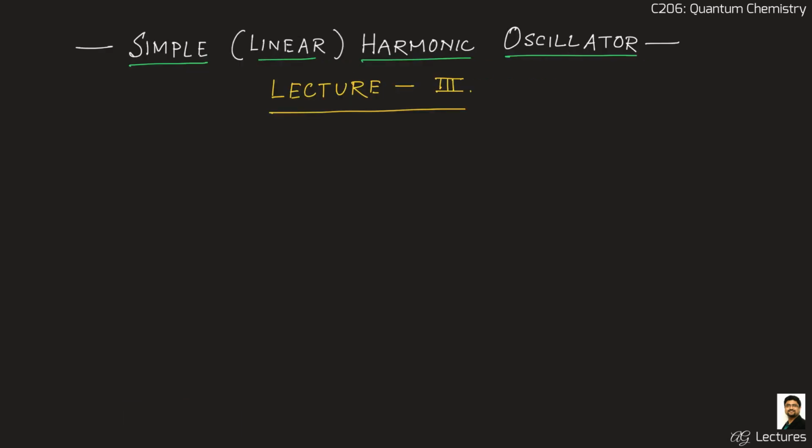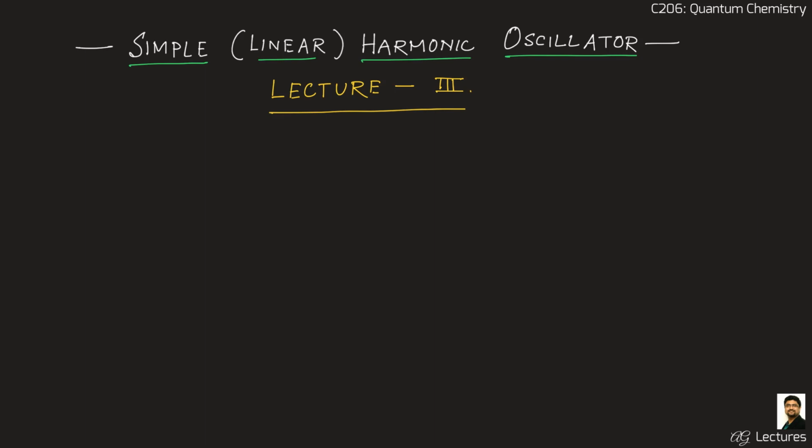So this is the third and the last lecture on simple linear harmonic oscillators. In the first two lectures, we have derived the theory. We have solved the Schrodinger equation, got the energy spectrum. We found the functional forms of the wave functions. We have plotted them. We have discussed them.